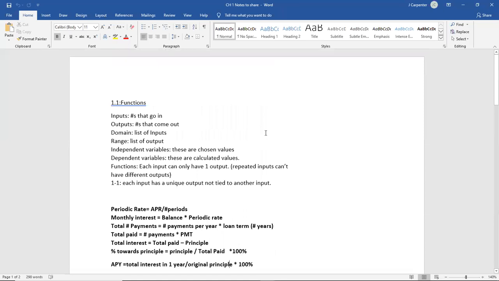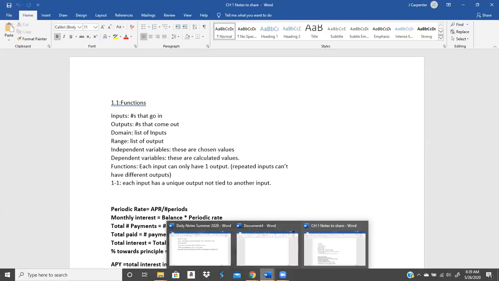1.1, functions. Functions are something that we're going to talk about pretty commonly in this course, even though we're not actually going to reference them as functions. I'm usually not going to say, hey, this function, that function, this function, that function. We're just going to generally be talking about equations, but the equations that we deal with are functions. And functions have inputs and outputs. An input is the number or the thing that's going into it, and an output is a number or thing that's going out of it.